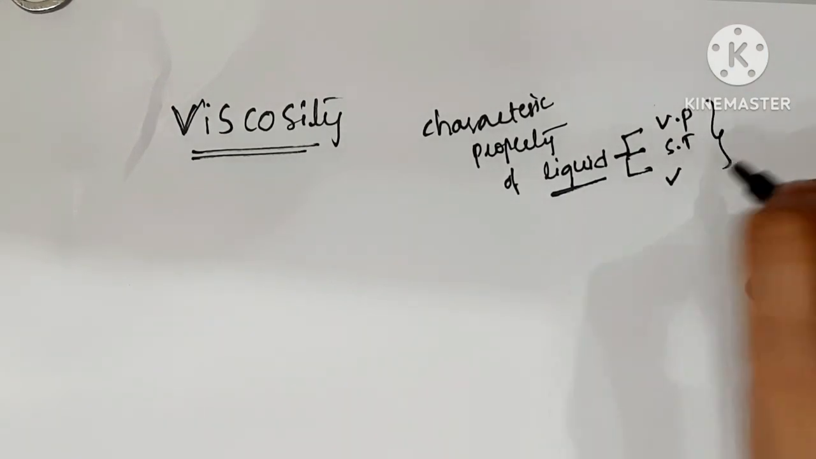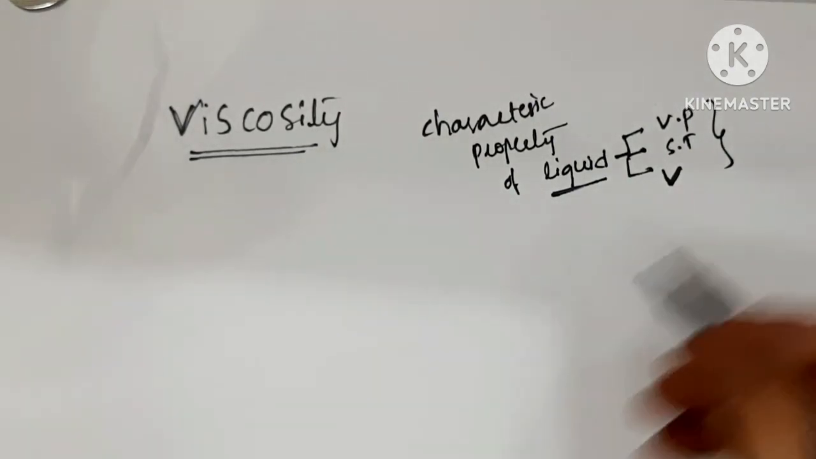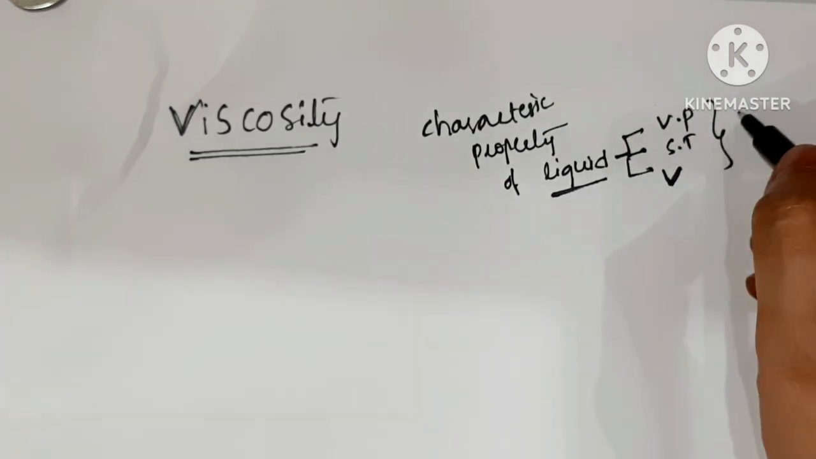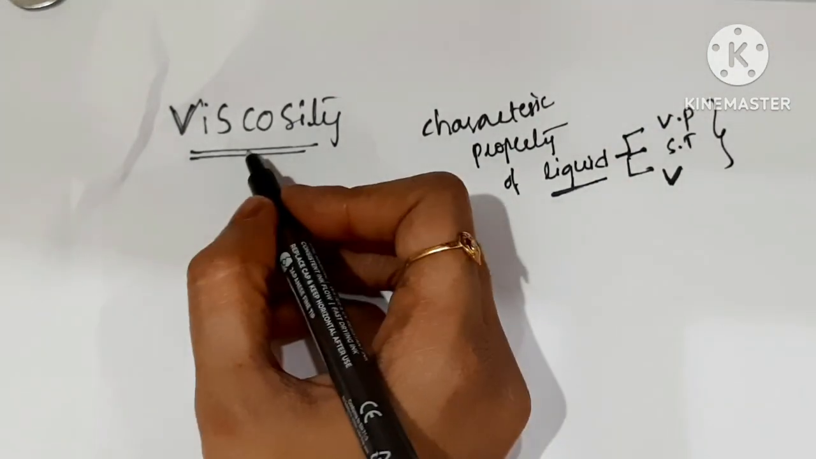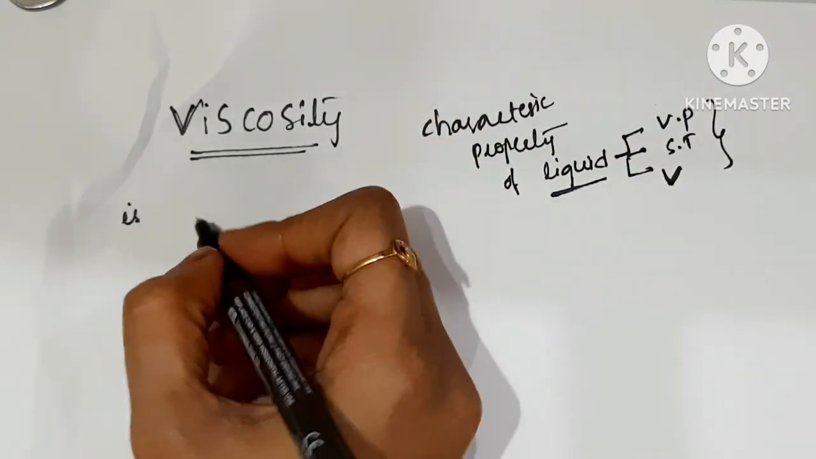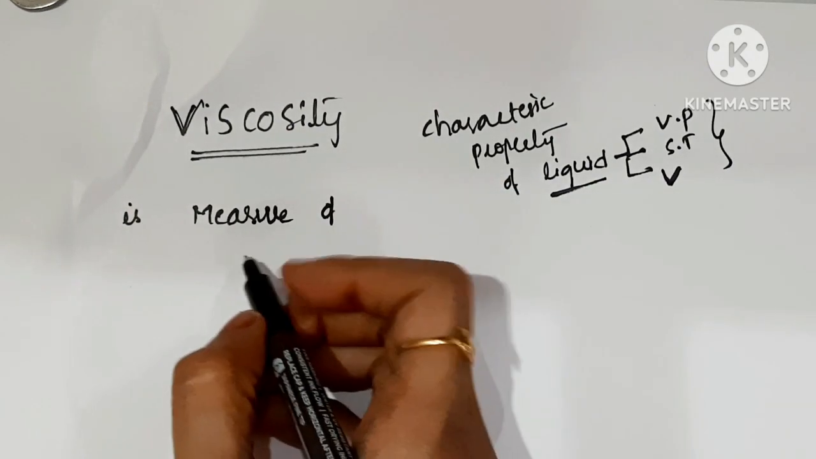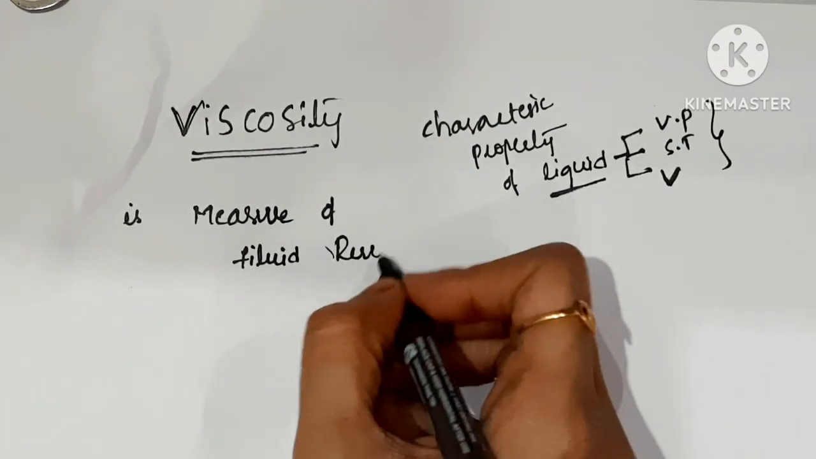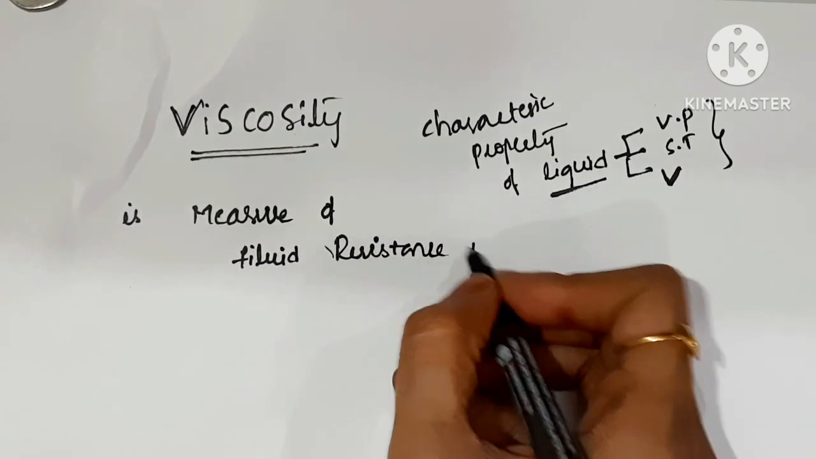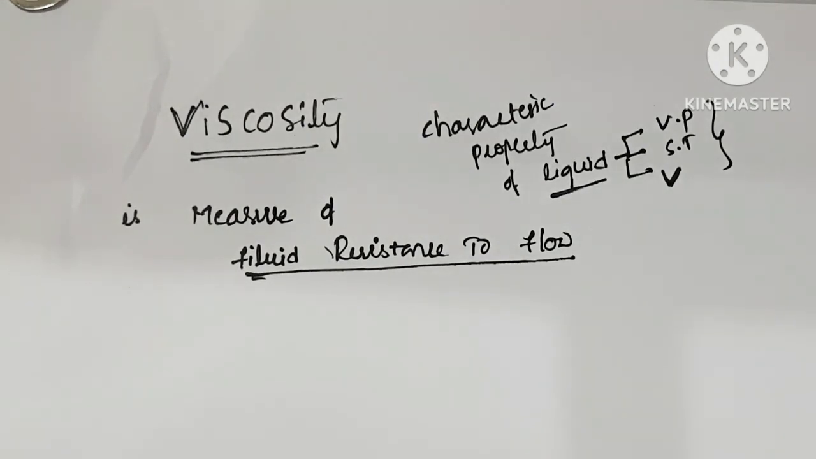All these are physical properties of the liquid state: vapor pressure, surface tension, viscosity. In my last video I have already explained about vapor pressure and surface tension. You have to check it once. So viscosity is a measure of a fluid's resistance to flow.